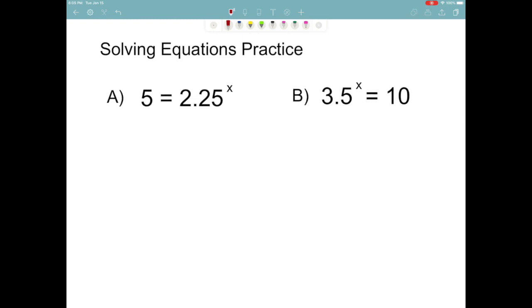So here are 2 to practice. You can go ahead and pause the video and try to do that. I'll work through them real quick here so that you can check your answers. First one here, to get rid of the x or get it out of the exponent, we're going to take the log of each side.